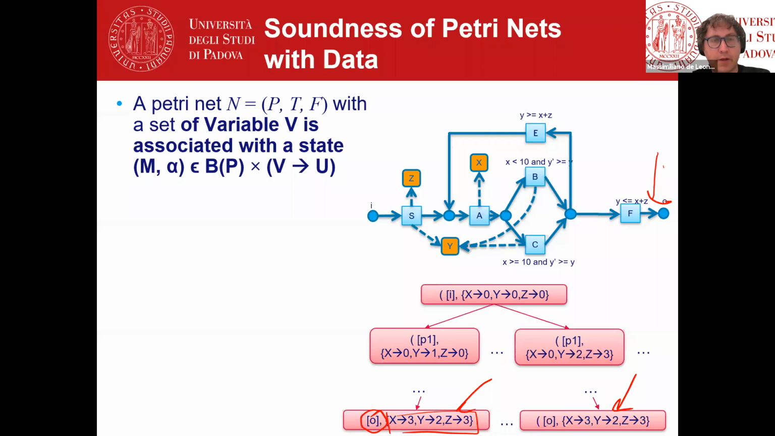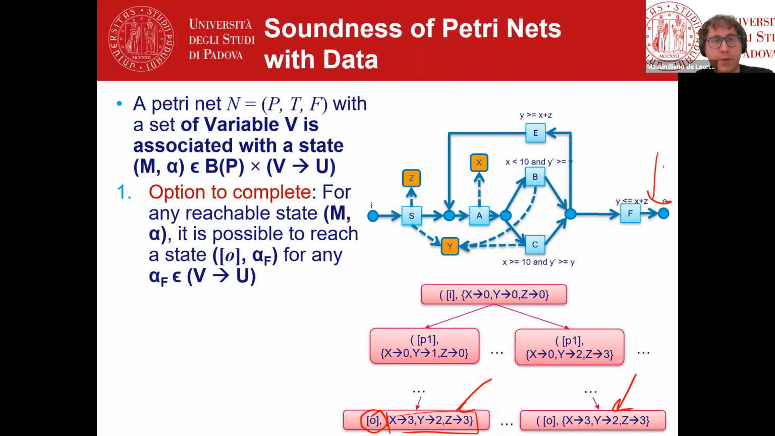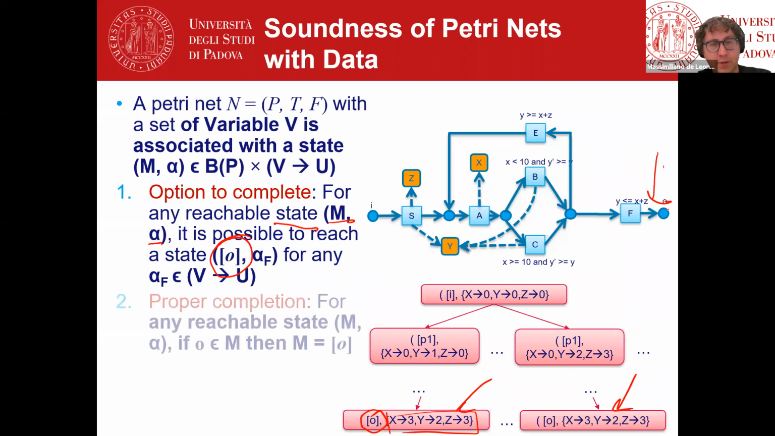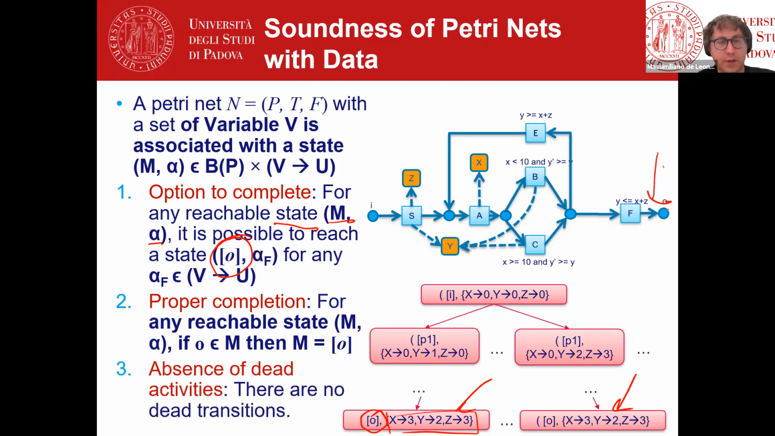Such a Petri net, in which the state is a combination of a marking and a function that assigns values to variables, the concept of soundness is not that different. For each possible state, marking plus variable function, it is possible to reach the final marking with one token in the final place, no matter what value is assigned to the variables. If you reach the final marking, a marking in which there is a token and no other places have a token, no matter what the variable assignment is. And of course, the third condition is the same as in the case of sound Petri nets: there are no dead transitions.